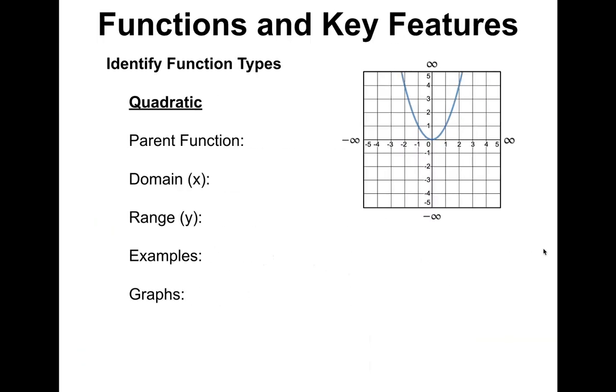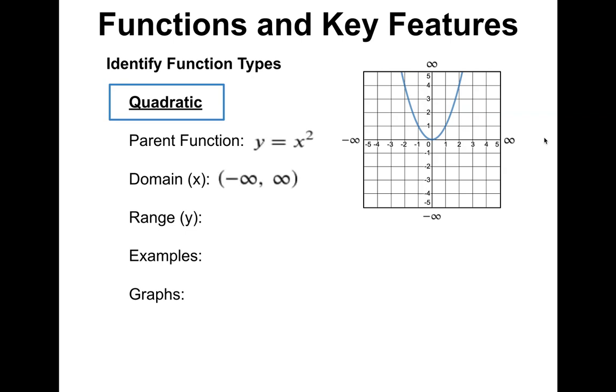Let's look at the next type of function. This is going to be a quadratic function. We will focus on quadratics for the majority of Math 2. The parent function of a quadratic is y equals x squared. Again, meaning there's no transformation. That's the basic starting function. So a quadratic function makes a U shape, and this U shape is actually called a parabola.